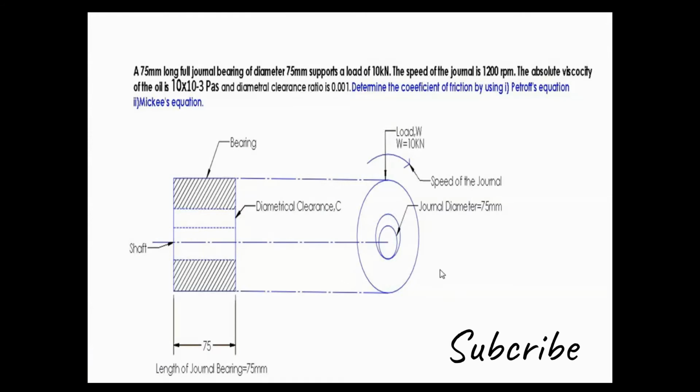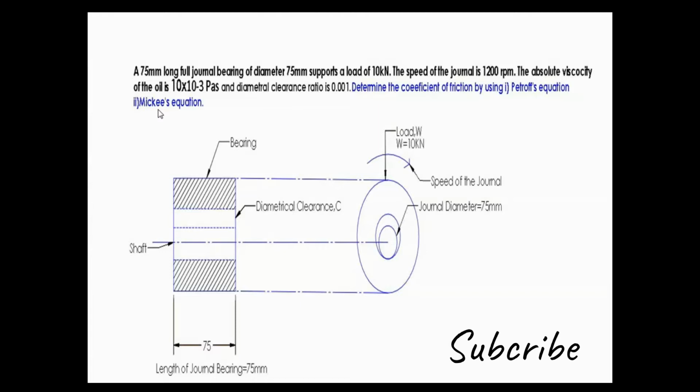In this problem, they have given a 75 mm long full journal bearing of diameter 75 mm that supports a load of 10 kilonewton. The speed of the journal is 1200 rpm. The absolute viscosity of the oil is 10 into 10 to the power of minus 3 pascal second, and the diameter clearance ratio is 0.001. They asked to find out the coefficient of friction first by Petrov equation, and then by Mackey equation.